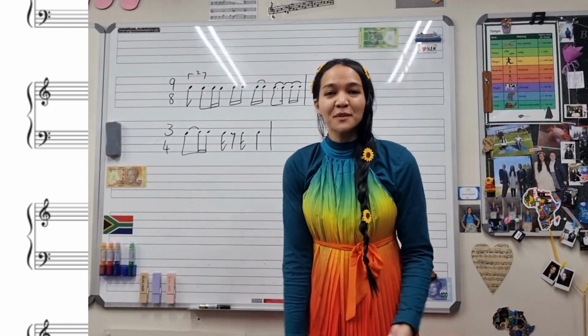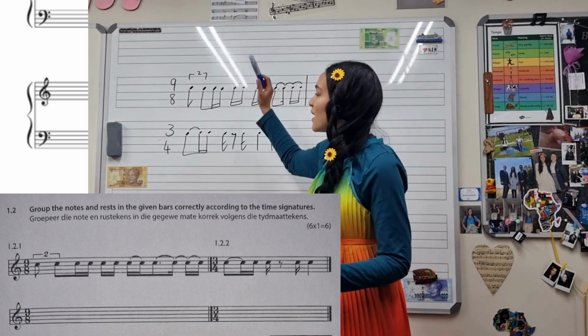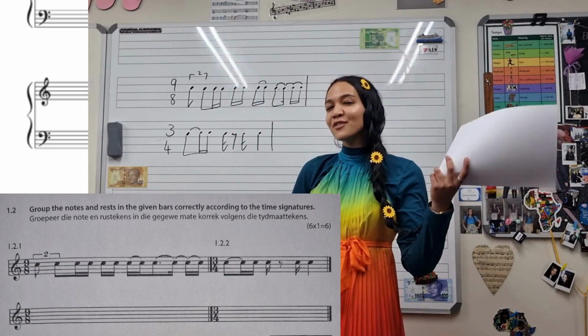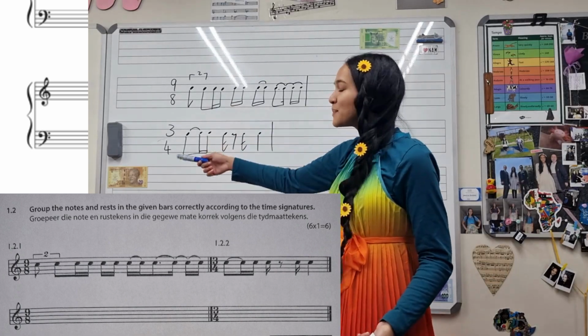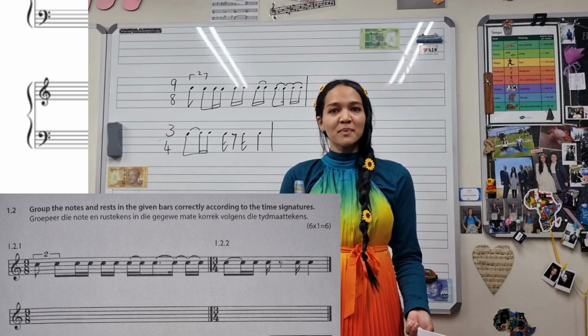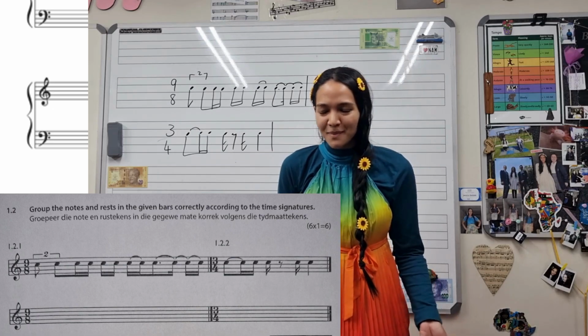In question 1.2, we have to deal with grouping. We're only given 2 grouping exercises here, one in 9/8, one in 3/4. They actually both have 3 beats in common. In 9/8 we have 3 dotted crotchet beats in a bar, and in 3/4 we have 3 crotchet beats in a bar, so normal crotchet beats, simple crotchet beats, so to speak.